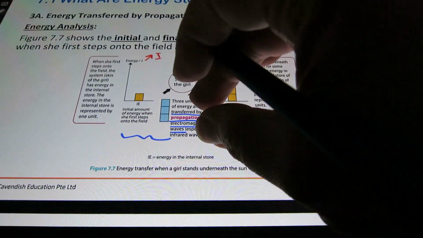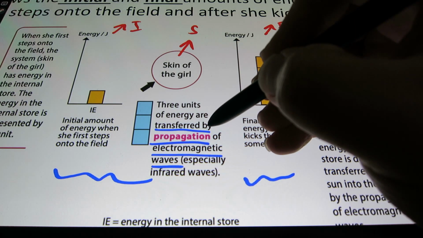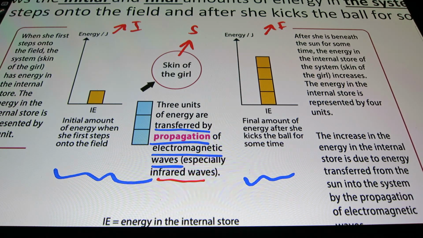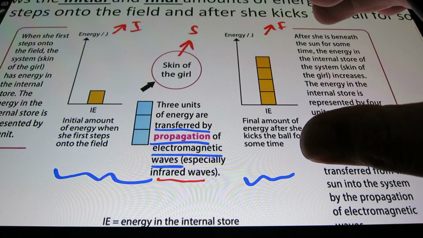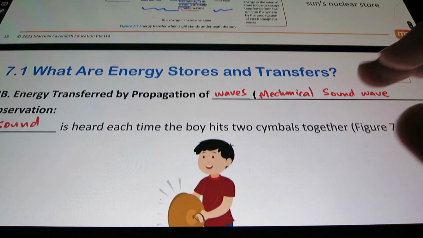Just do take note that when you are going to say propagation of wave, please do specify what kind of wave we're talking about. In this case, it is via transfer of electromagnetic waves, which is the infrared waves. Of course, these are things that you still haven't covered yet, but you will be familiar with these terms when you cover the chapter on electromagnetism. Electromagnetic waves. Right, so moving on.